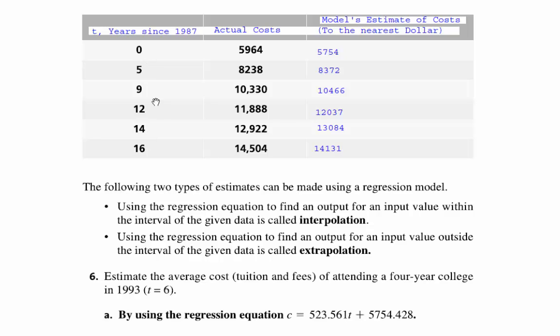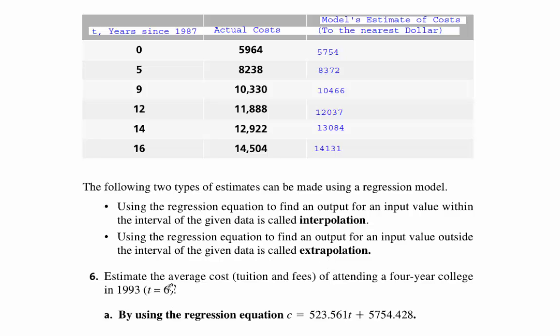If I pick a value that's outside of my table, say 17 or 18 or 19 for t, that would be an example of extrapolation because my output answer would be outside of my given data. Right? So anything that's within my table between 0 and 16 is interpolation. Anything that's outside of 16 would be extrapolation.